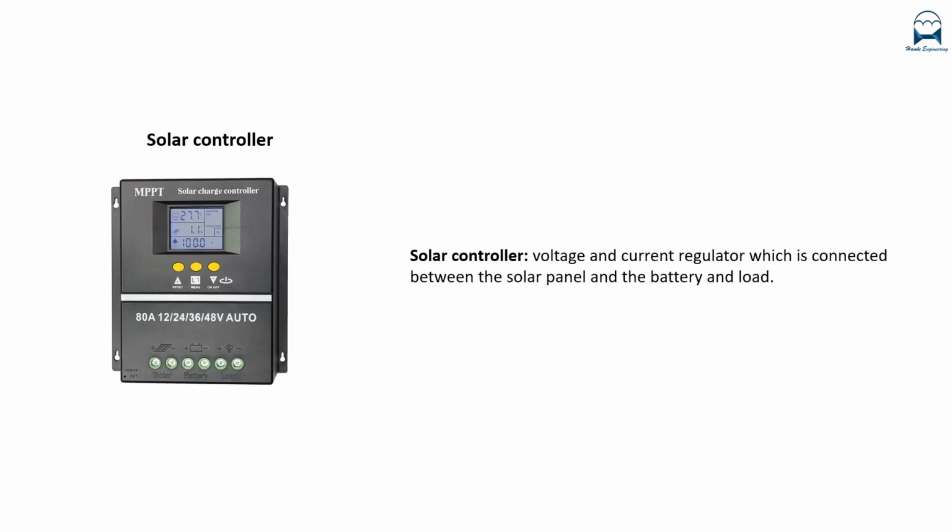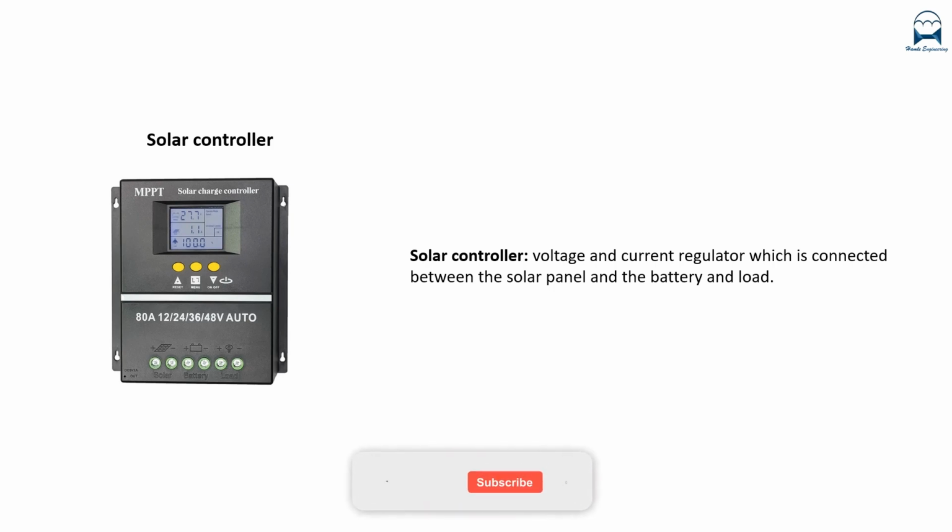Solar controller. The solar charge controller is basically a voltage and current regulator which is connected between the solar panel and the battery and load. Its main function is to manage the charge and discharge of the battery and keep the battery pack in good condition. The charge controller regulates the voltage and current flowing from the solar panels to the battery.